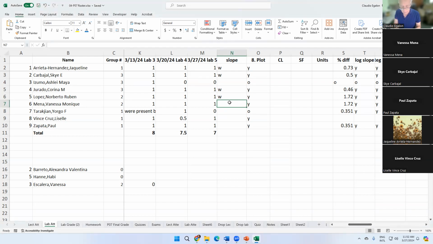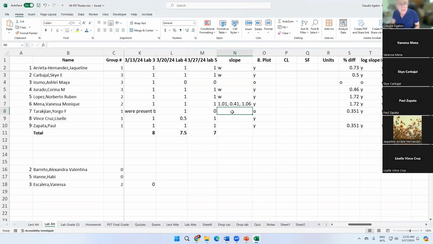For the V1, yeah, I got 1.0129. 1.0129, and the other? And then for V2, 0.4124. Okay, and the V1 plus V2, V total? 1.06. Okay, so it's good, right? And small value, so that's good.